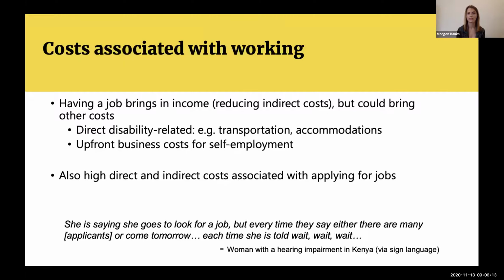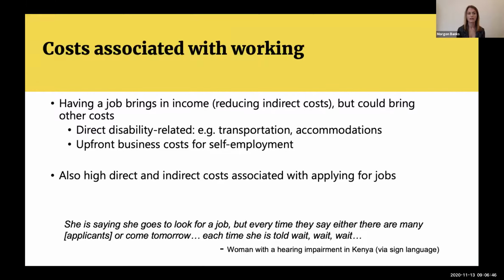And also, while not a disability related cost, for people living in poverty and looking at self-employment, there were oftentimes quite high upfront costs to starting a business, and this could be risky as well. So that was a challenge for some people to meet. And what's also important is that there were also costs for looking for a job. At least with having a job, that brought in an income, and that could change the calculus a little bit. But for people who are searching, when there's no guarantee of having a job at the end, this could be very costly.